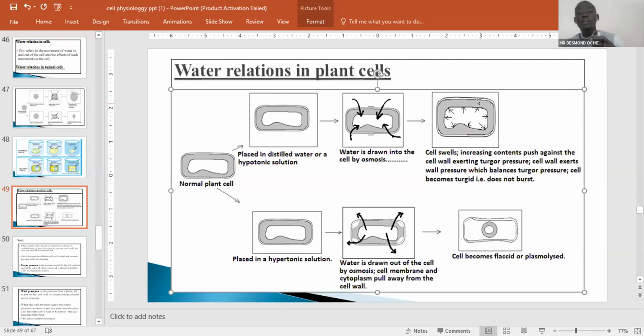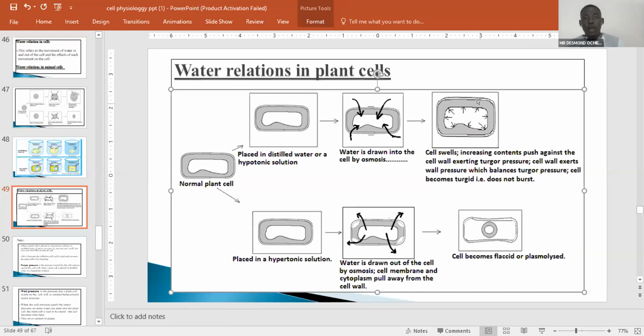Now the plant cell becomes turgid at the point when the turgid pressure equals the wall pressure. And it is important for you to note that when this happens, plant cells do not burst. The reason plant cells do not burst is because of the presence of the cell wall, the cellulose cell wall, which is very strong and does not allow plant cells to do what? To burst.